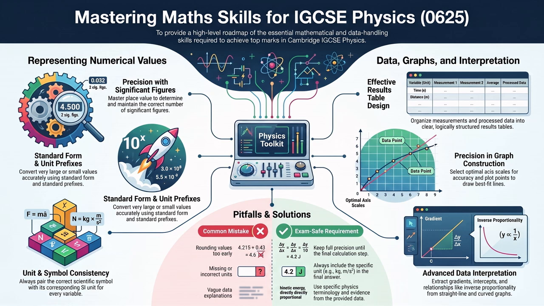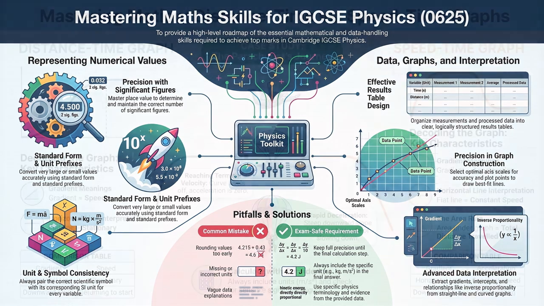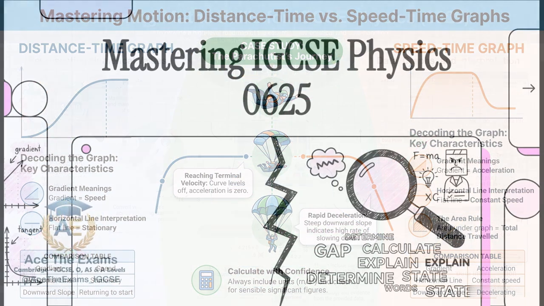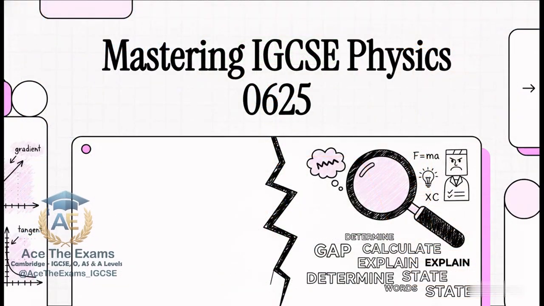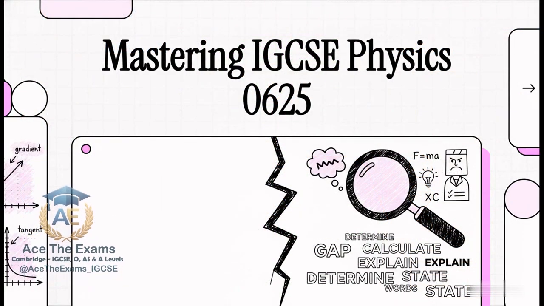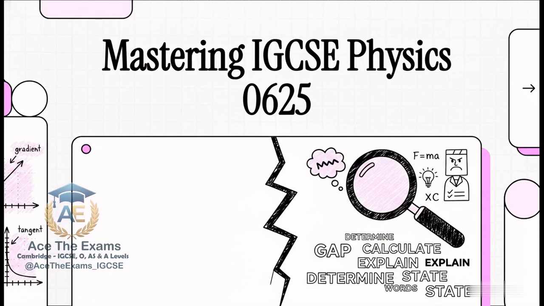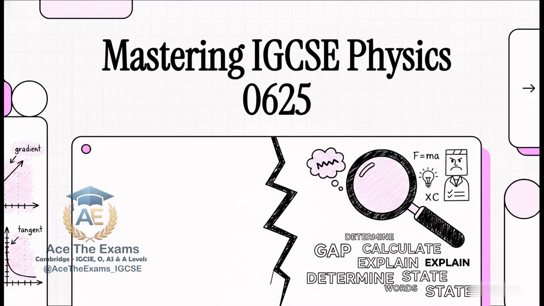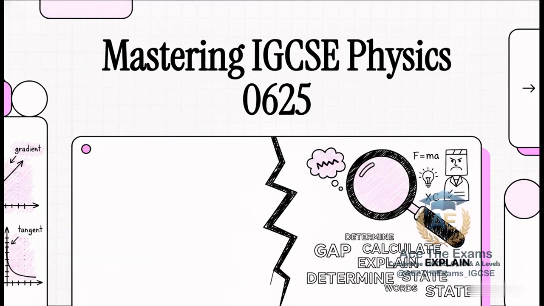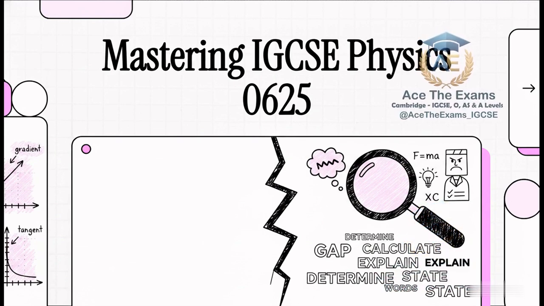Look, there is a massive and honestly kind of dangerous gap between what you think your teachers want and what Cambridge examiners actually reward, especially in the IGCSE Physics 0625 syllabus. See, simply describing what a motion graph looks like is not going to get you the marks. Examiners aren't looking for just some casual observation, they are hunting for precise scientific command words. So today, we are decoding exactly how to translate complex visual data into those top band answers that secure maximum marks. Let's get into it.